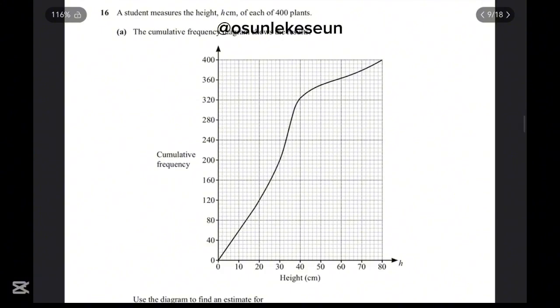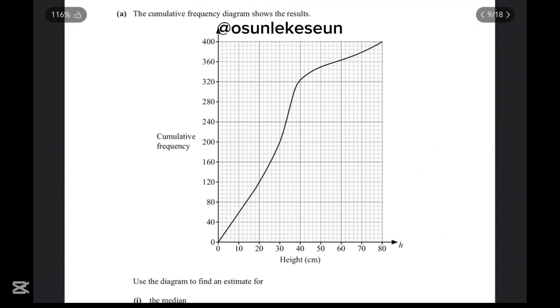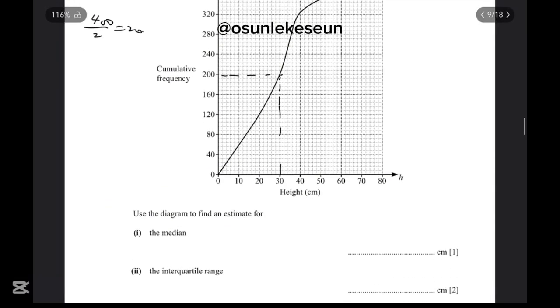A student measures the height of 400 plants. Okay, this is the diagram to explain the median. If everything is 400, the median is going to be 200. That will be 400 divided by 2, which is 200. So we can estimate the median from here. So we trace it down. So the median is going to be 30.